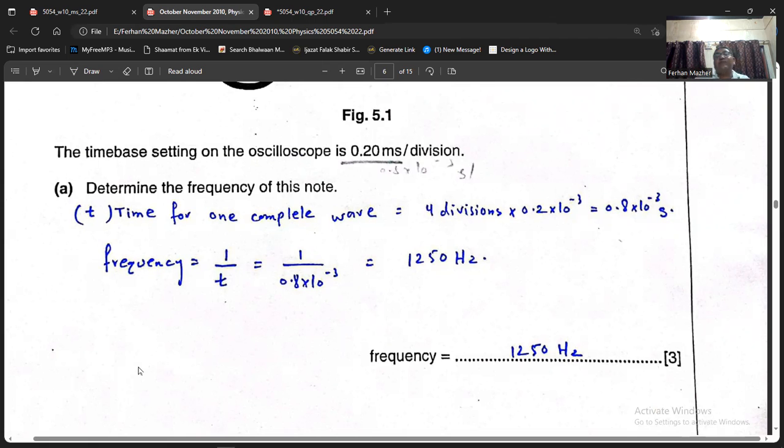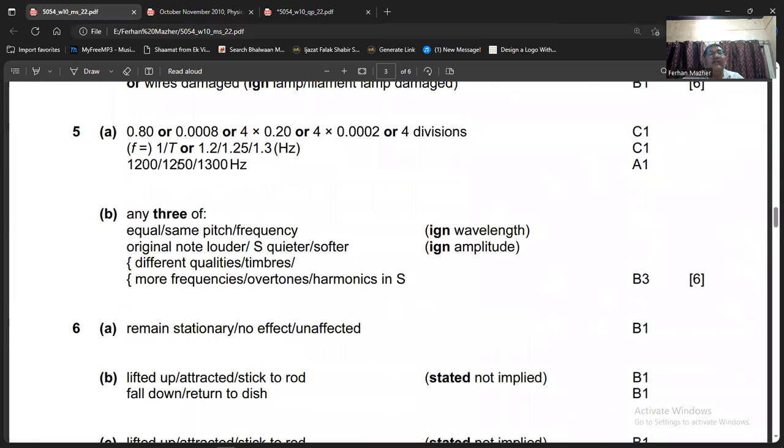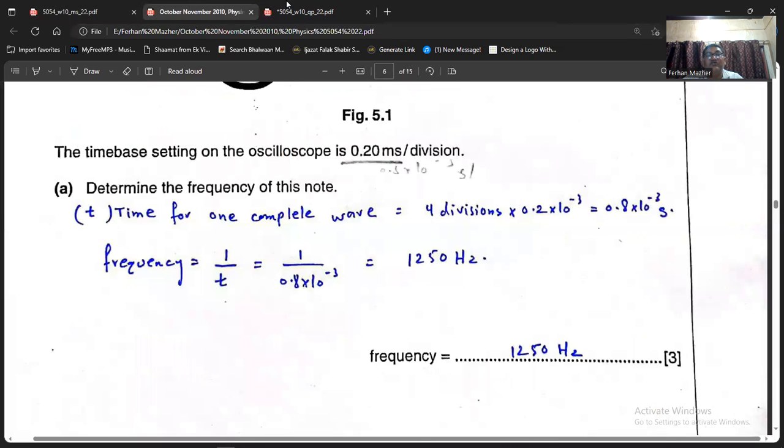Frequency is 1 by T, the reciprocal of the time period. So it will be 1 divided by 0.8 times 10 raised to power minus 3. Enter this in your calculator. You will get 1250 hertz. 1250 hertz is the right answer, sir. This is the solution.